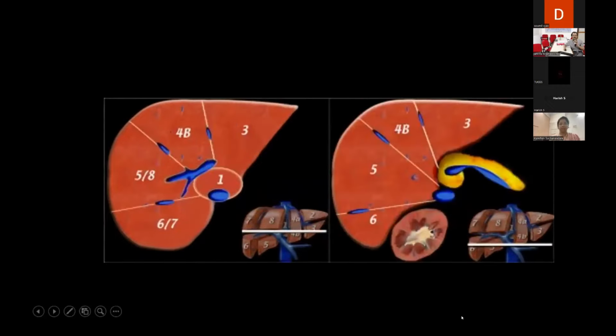Similarly, if a cross-section is taken at the level of the porta hepatis, one would see segments 3, 4B, 5, and 6. The caudate lobe lies between the portal vein and the IVC. So this is the caudate lobe.